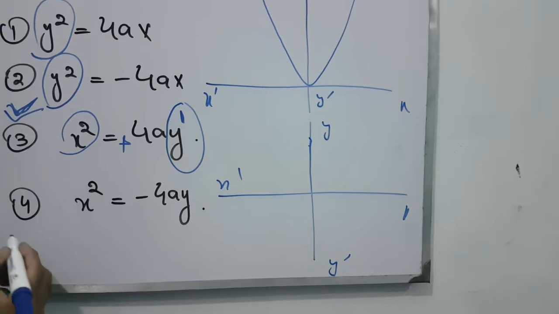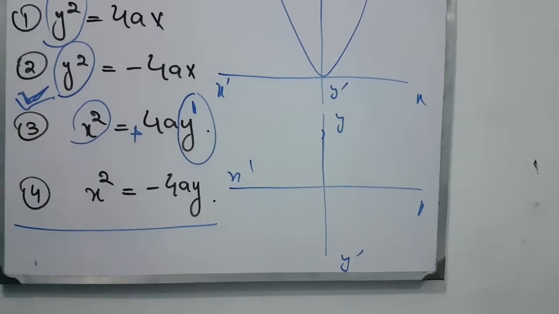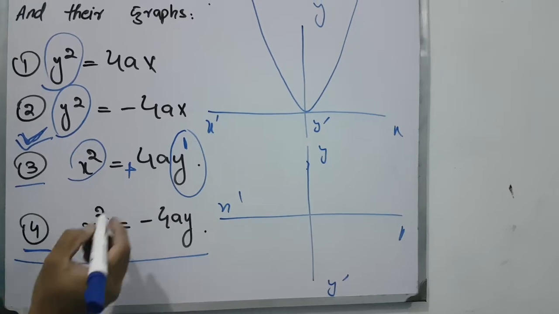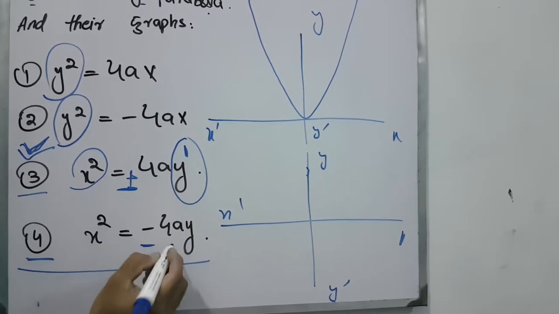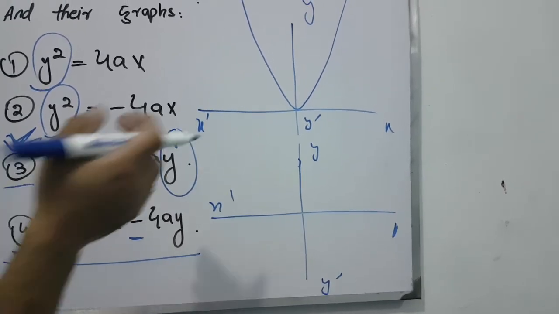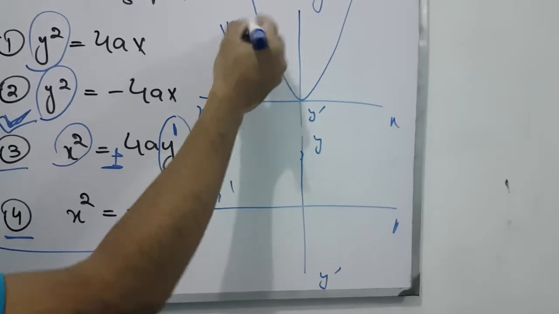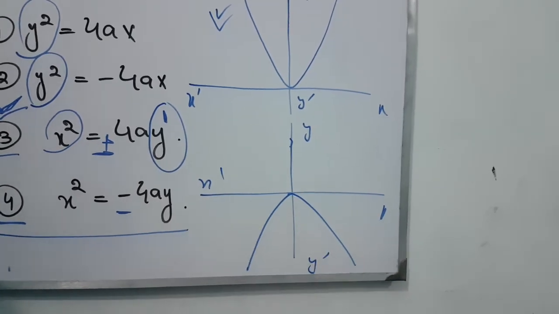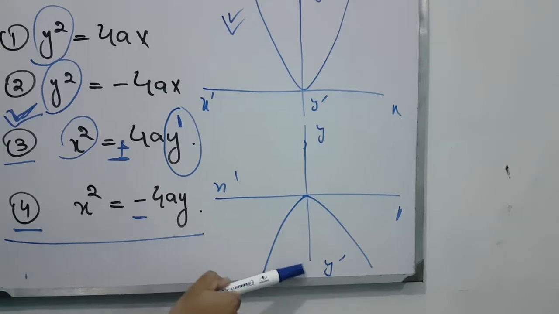As you can see, equation number 4 is just the opposite of equation number 3. The difference between equation number 3 and equation number 4 is that here is a positive sign and there is a negative sign. The same scenario happens, but the shape of the above drawn parabola is inverted, like this one. Now the graph of the parabola will be drawn along the negative y-axis.